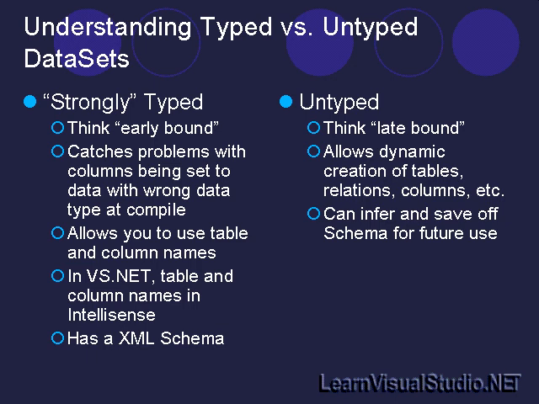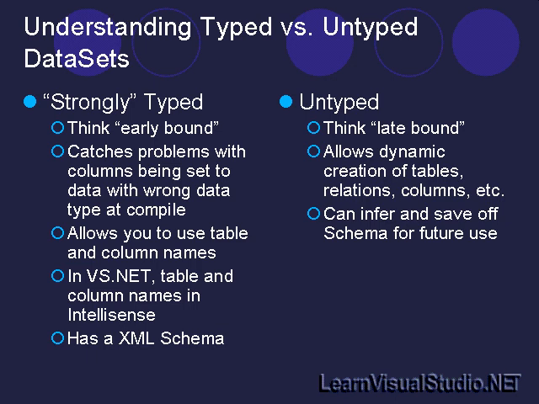The other benefit of strongly typed data sets, especially in C#, is that it'll catch problems with columns being set to data with the wrong data type at compile time. So if you have a column that can only have integer values in it, if you were to use untyped data sets, it would allow you to set that equal to a string. In strongly typed data sets, it would throw an error before you even got to that point.